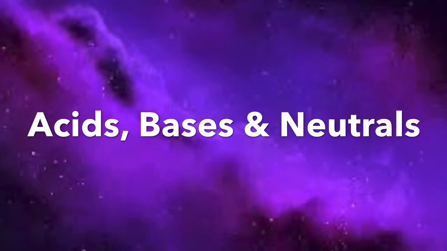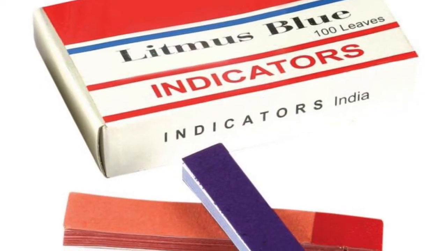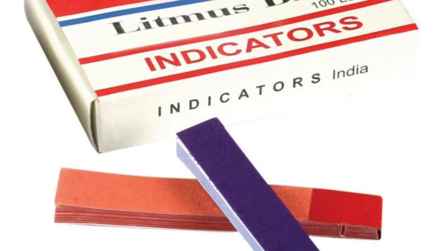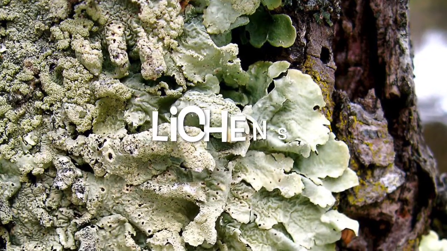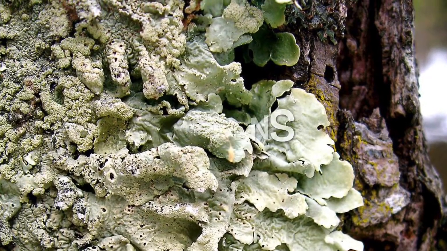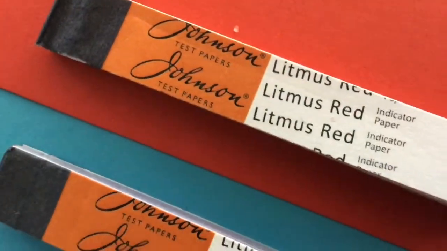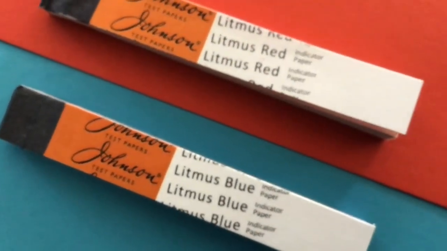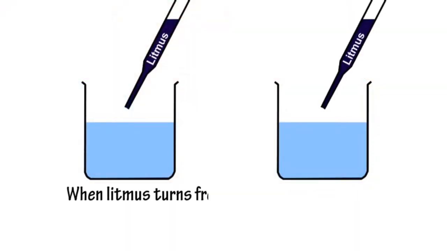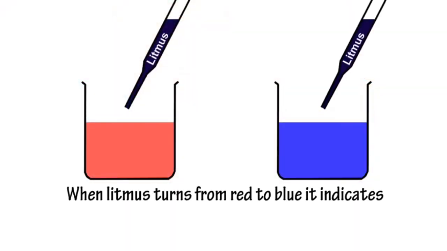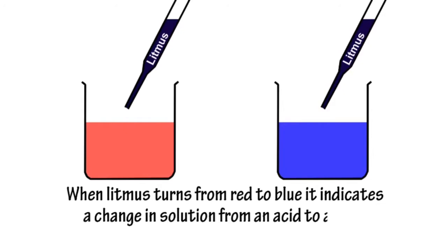So how do we check if a substance is an acid, a base, or a neutral? We would use acid-base indicators. Litmus paper is an example of an indicator. Litmus is extracted from lichens. Red and blue litmus paper can be used to test whether a substance is an acid, a base, or a neutral. When litmus turns from red to blue, it indicates a change in solution from an acid to a base.